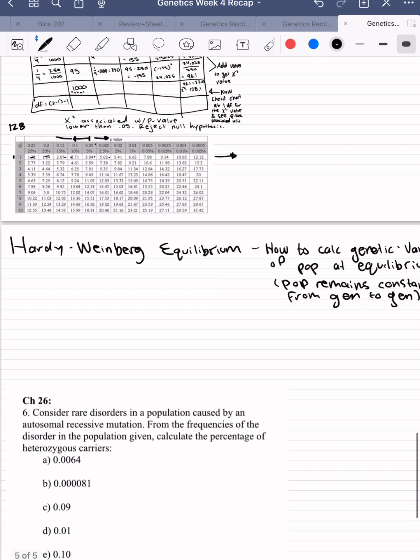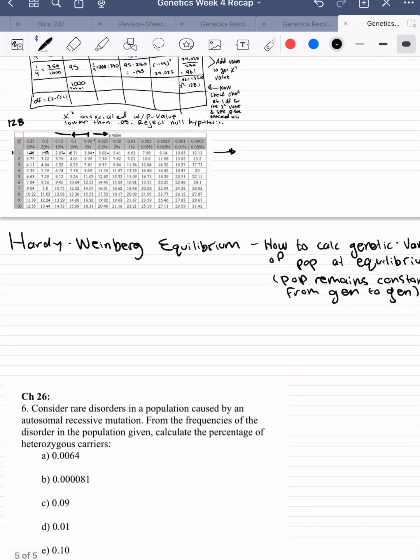So now there are 5 assumptions associated with the Hardy-Weinberg equilibrium. I'm not sure if you guys have to know them, but nevertheless, it's good to know them. The first is that there are no mutations occurring. Second, there's no gene flow, so there's no immigration or migration. Third, there's no genetic drift.